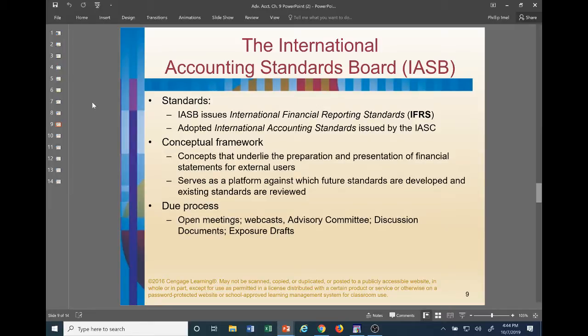Now, this framework sets forth the concepts that underlie the preparation and presentation of financial statements for external users, and also serves as a platform against which future standards are developed and existing standards are reviewed. The board follows a rigorous due process leading to the issuance of IFRS. This process includes open meetings, webcasts, the possible use of an advisory committee, and the publication of discussion documents and exposure drafts for public comment.